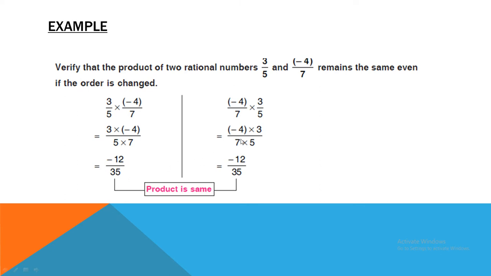In the same way, on the right hand side, again multiply numerators together, denominators together. As we can't cancel anything, just simply solve. So you get minus 12 upon 35. Both cases are the same. So the commutative property is satisfied for rational numbers.